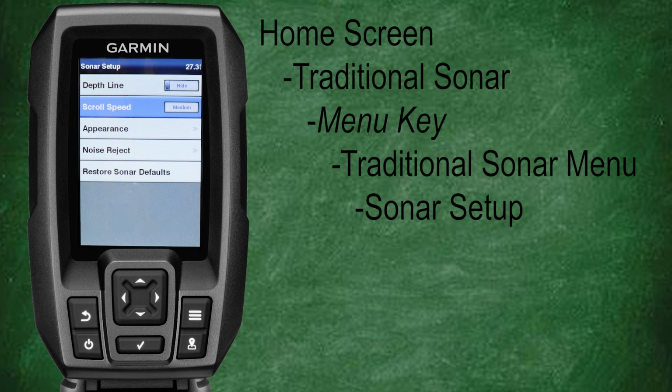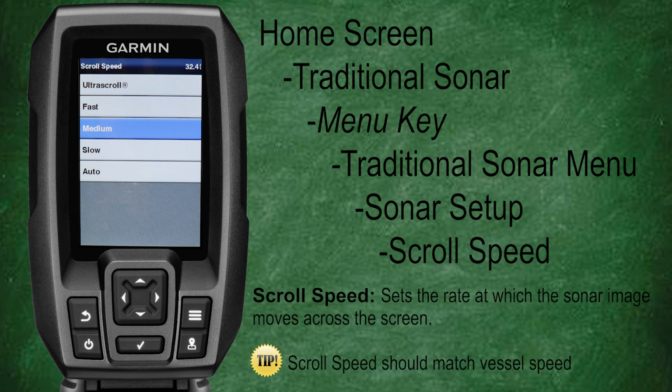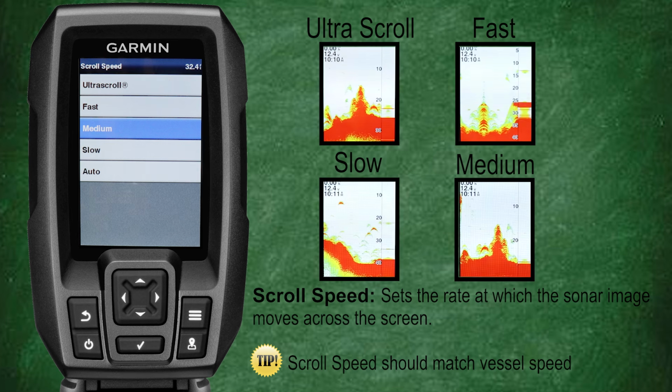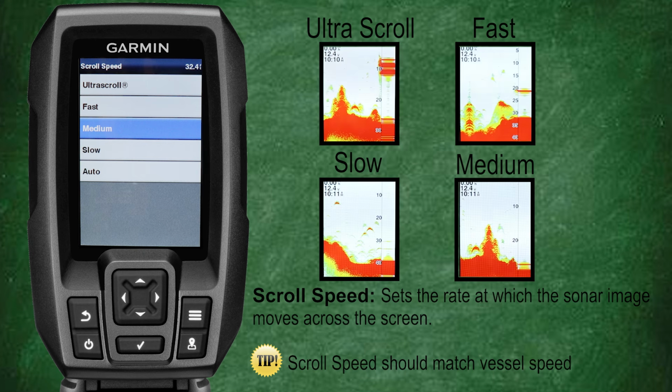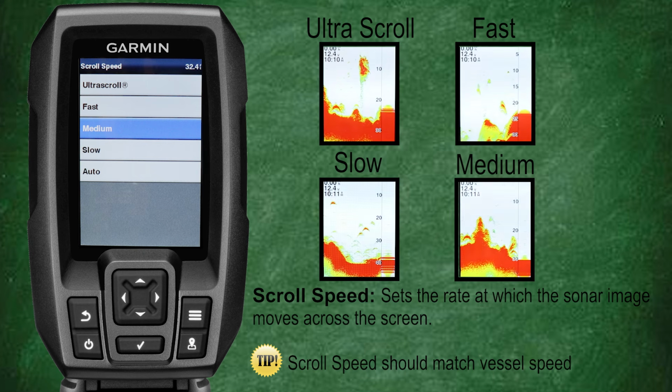Now we're going to discuss a very important feature that can have a huge impact on how fish arches are displayed on your screen, and that's the screen scroll speed. Now let's go back to the sonar setup screen and select scroll speed. You'll see we have 5 scroll speed options: ultra scroll, fast, medium, slow, and auto. The scroll speed sets the rate at which the sonar image moves across the screen. A good rule of thumb is to set the scroll speed to match your boat speed, and setting the scroll speed to auto will allow the unit to set the scroll speed based on your current vessel speed.